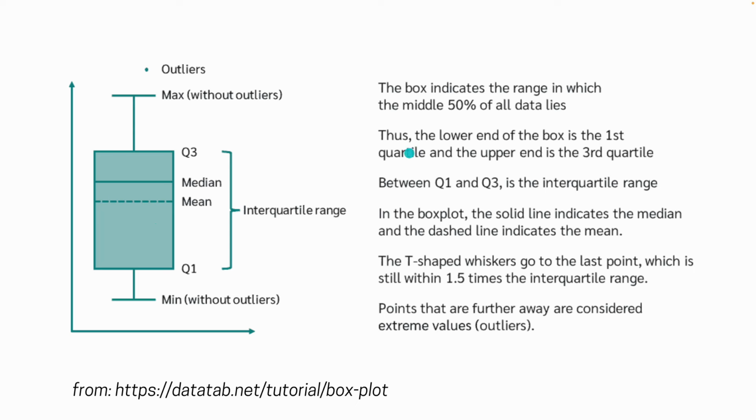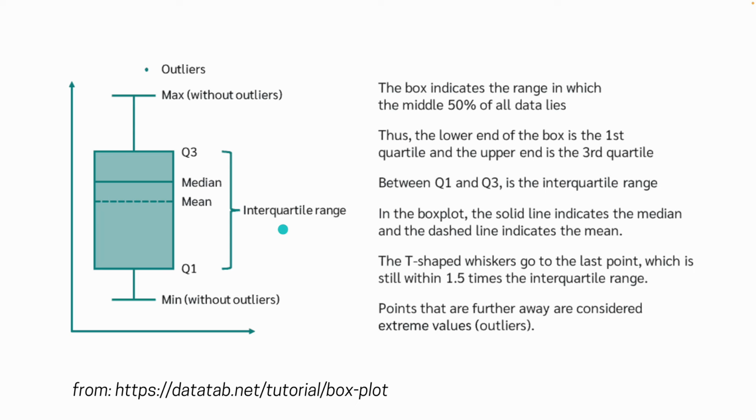Now, the lower end of the box is the first quartile, and the upper end is the third quartile. Between Q1 and Q3 is the interquartile range. We've calculated that earlier in the non-graphical portion. Now, in the box plot, the solid line indicates the median. So this one is the median, the 50%. So if we have the descriptive stats from the df.describe method that we have done earlier, then the 50% there is the median. And the dashed line indicates the mean. So it's also found in the df.describe.